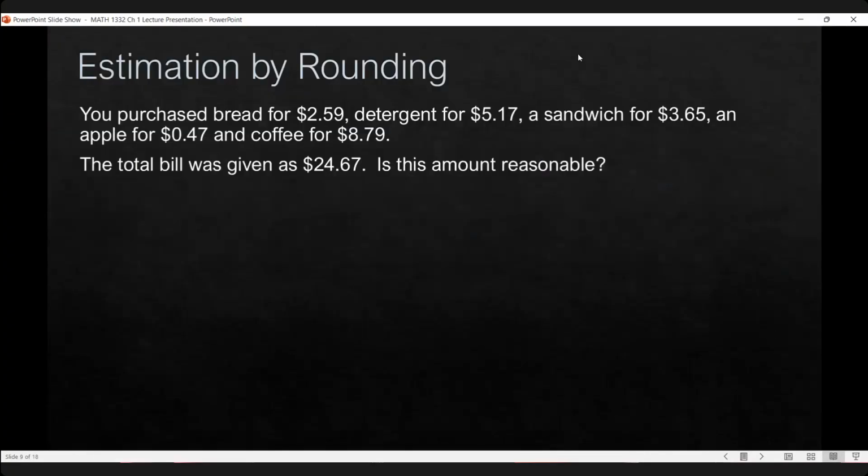It says estimation by rounding, and here's an application problem.